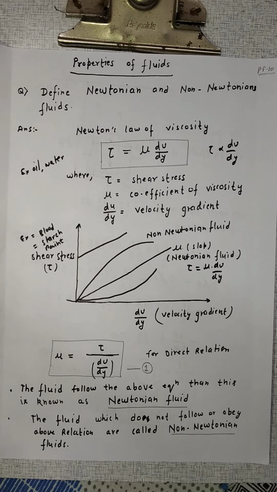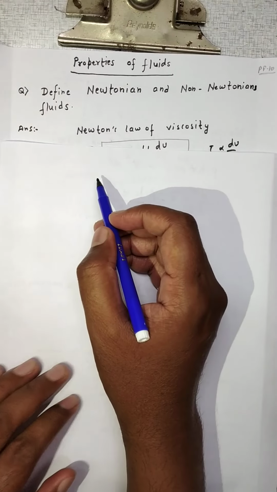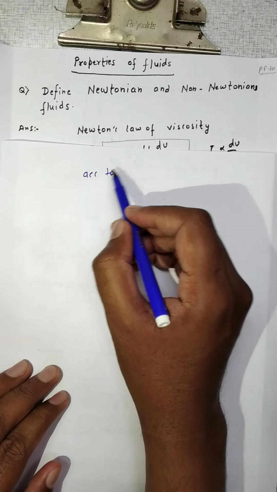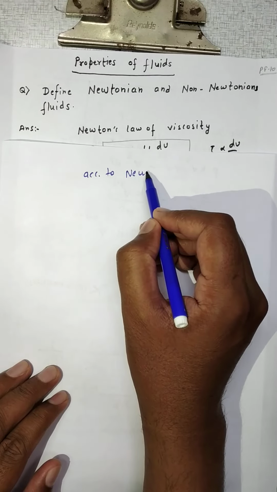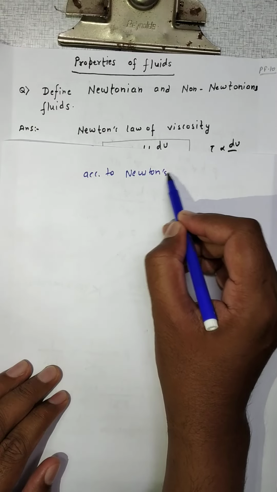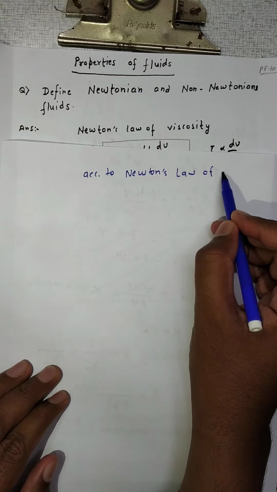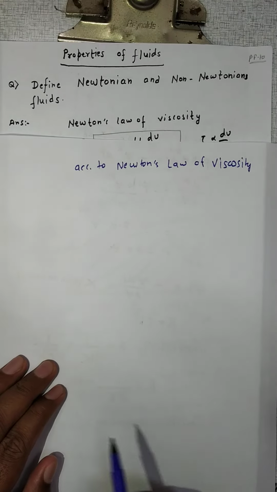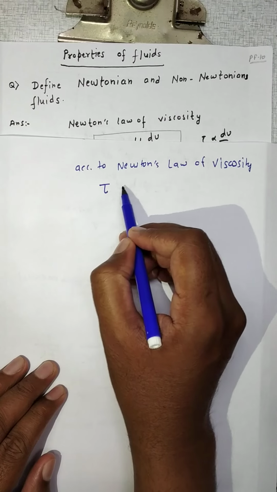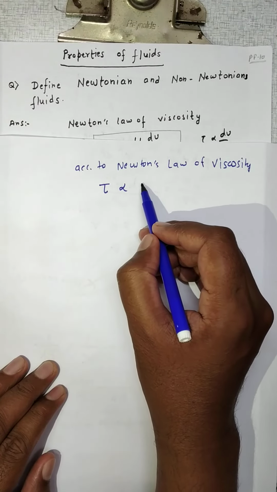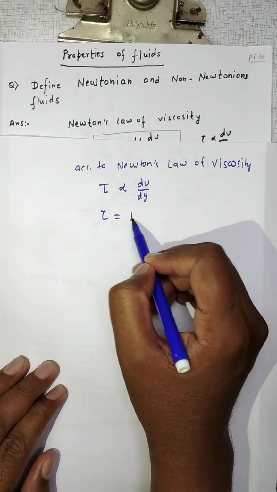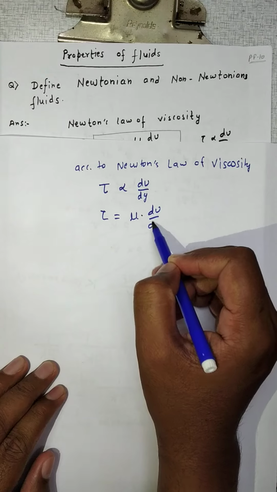Now we will understand, friends. We know that according to Newton's law of viscosity, this shear stress is directly proportional to the velocity gradient, or tau equals mu into du by dy.